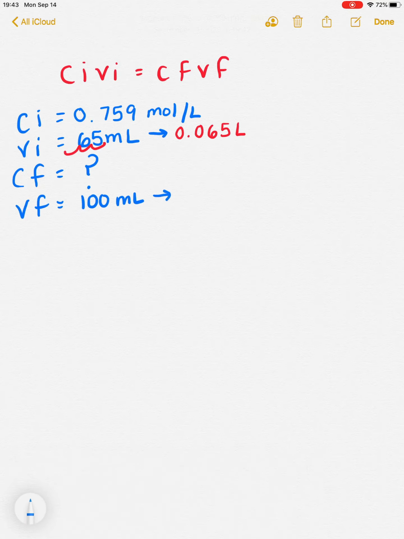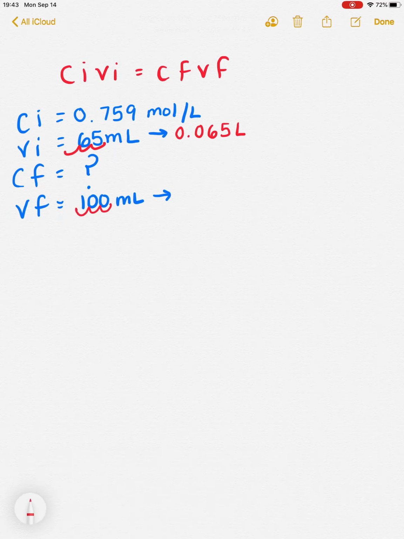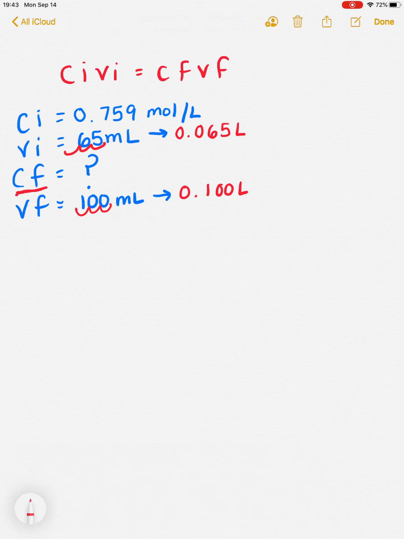And then if we do the same thing over here, 1, 2, 3, then our liter amount would be 0.100 liters. All right. So that's all the information we need. We've got 3 out of 4, so we can plug it in and solve for the missing piece. And our missing piece is CF. So we've got CI VI is equal to CF VF.